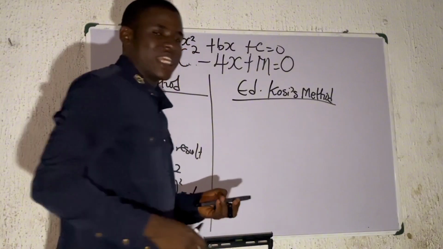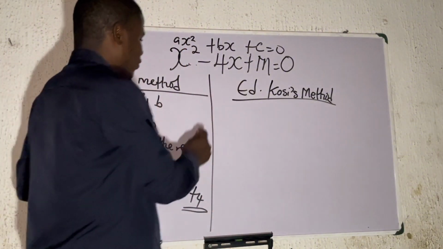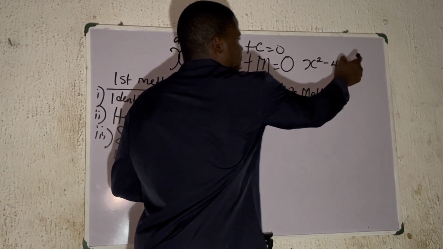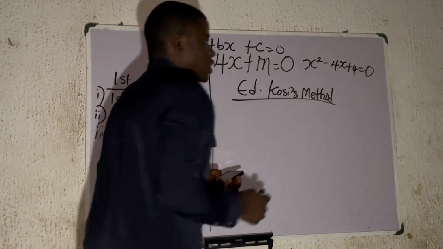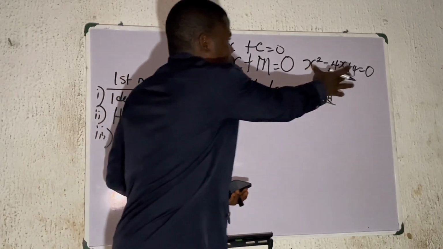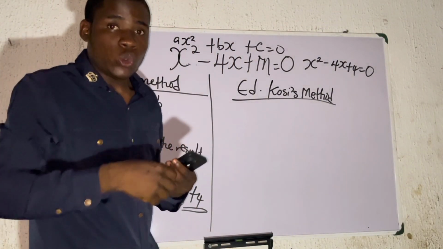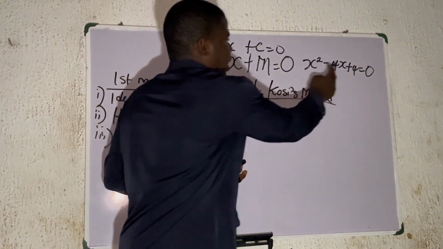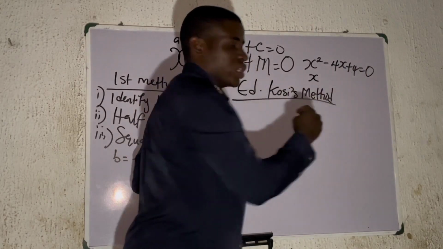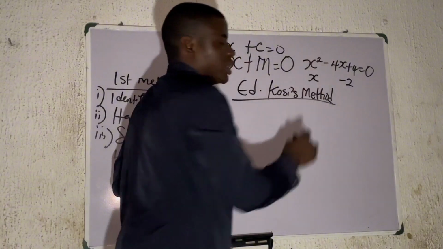Now let's try to use the Kosi method. From the first method, we know the quadratic equation will be x squared minus 4x plus 4 is equal to 0. Let's go back to what we've done. How can we prove that this quadratic equation is a perfect square? We can prove that by two conditions. Number one, the first term and the last term must be perfect squares. Square root of x squared is x. Square root of plus 4 is plus or minus 2, but we are taking minus 2, because of the sign b is having.